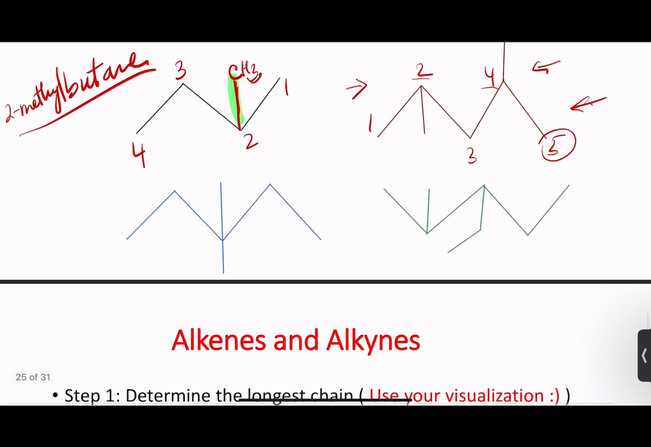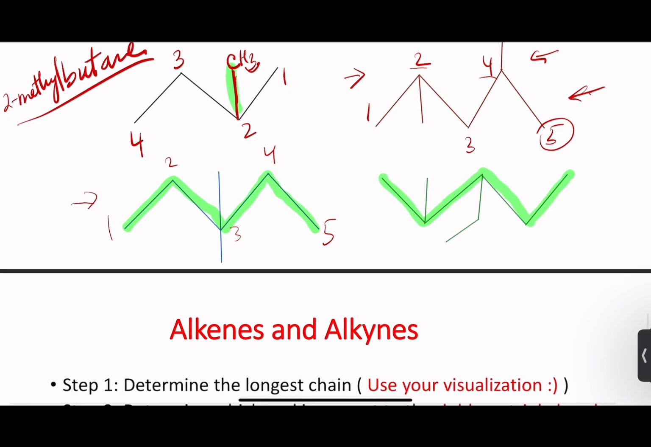And then for this guy, again, the longest chain is this one, you see, and the longest chain for this guy is this guy. So in both of them I have 1, 2, 3, 4, 5. So even if I number from left to right or right to left, it's going to be the same number for the branch. And the branches are in here. This is the methyl and this is methyl. So it will be 3,3-dimethyl.